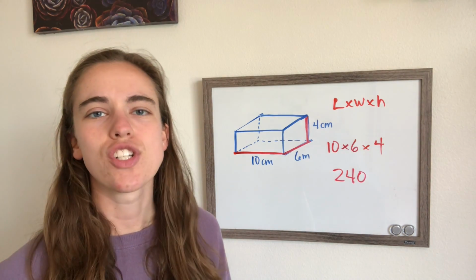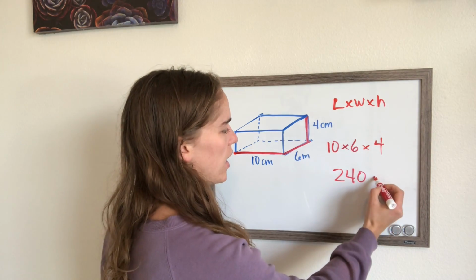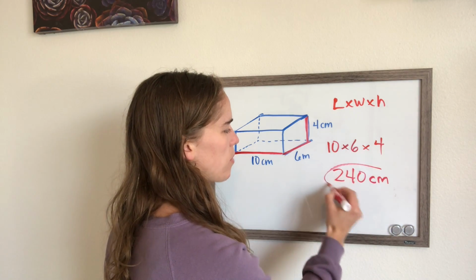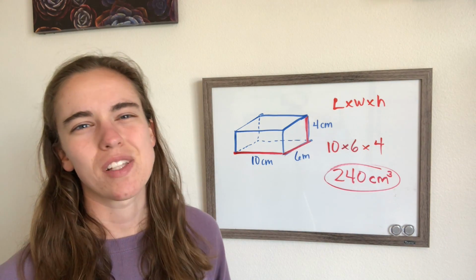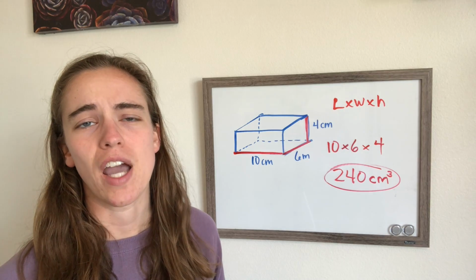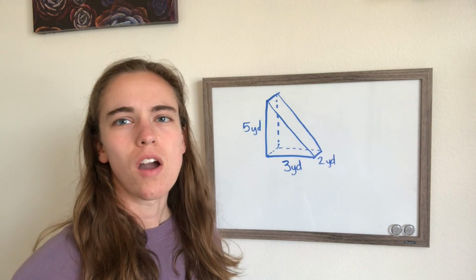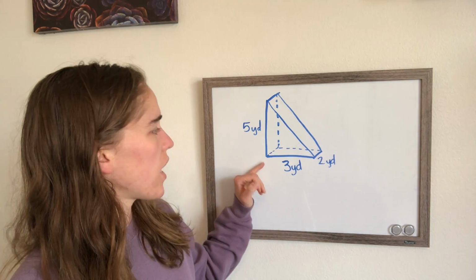On the checkpoint, you could just type in the answer as 240 and leave it there, or you could go ahead and put centimeters behind it. It would technically be centimeters cubed. Sometimes that's a little difficult to do on the computer, so just the 240 would be perfectly fine for this checkpoint. All right, the second question on that worksheet part was a triangular prism.